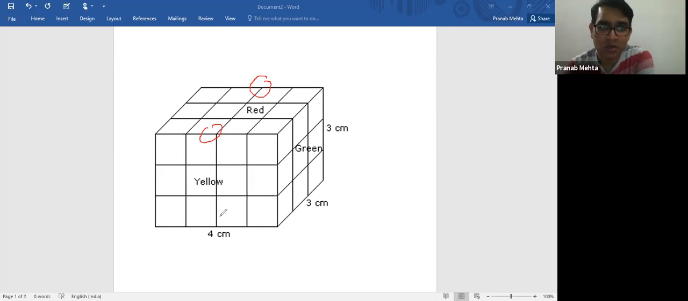This is 2 edge. This is 3rd edge. And another one is 4, the one which is opposite to this, not visible. So from these 4 edges, I'm going to get 2 cubes each. So total 8 cubes I'll be able to get.